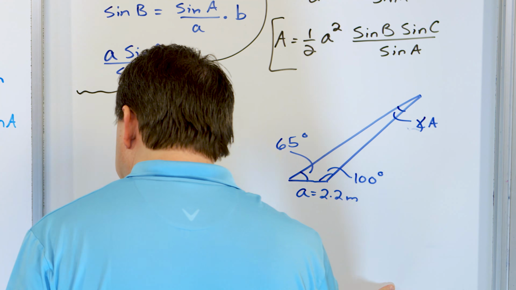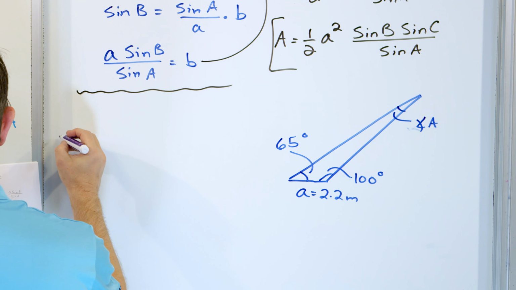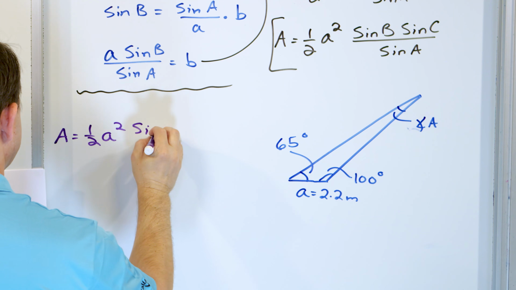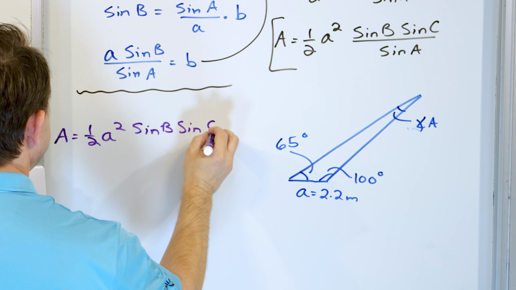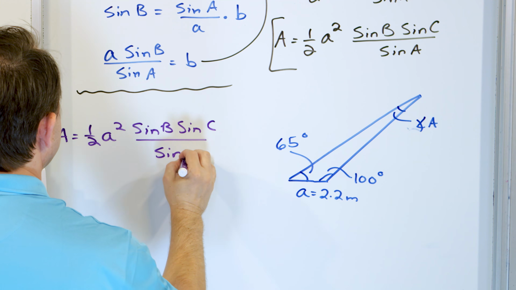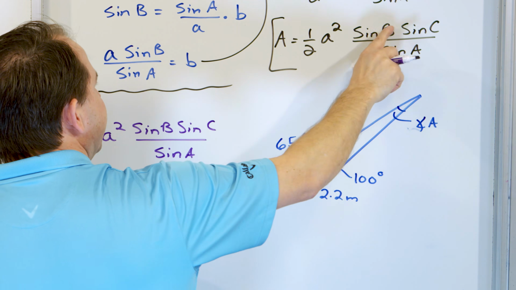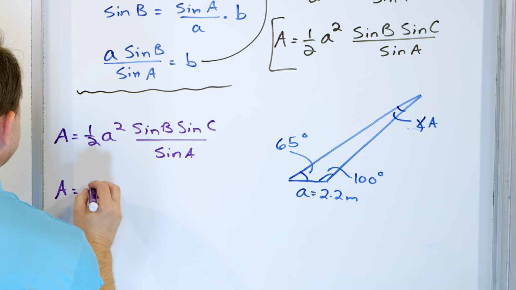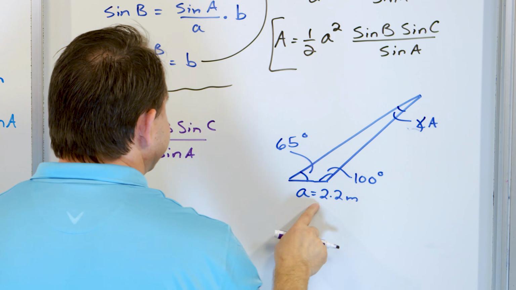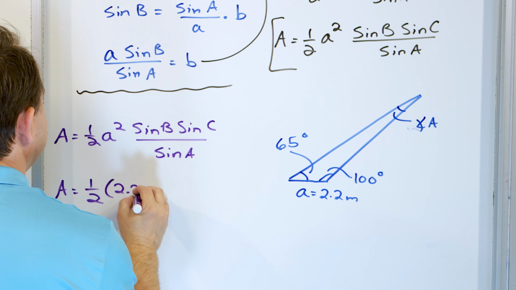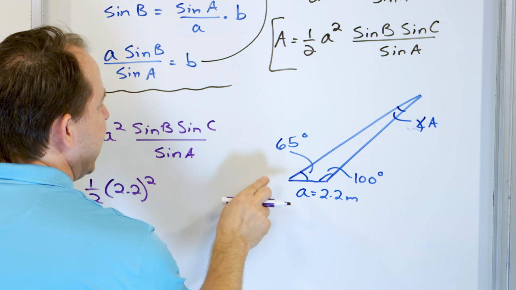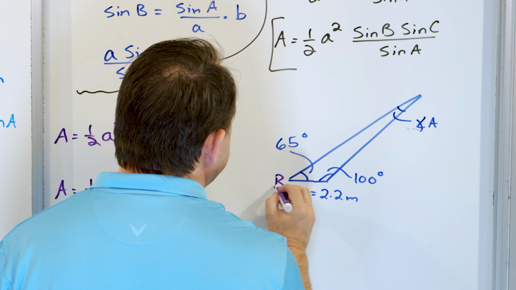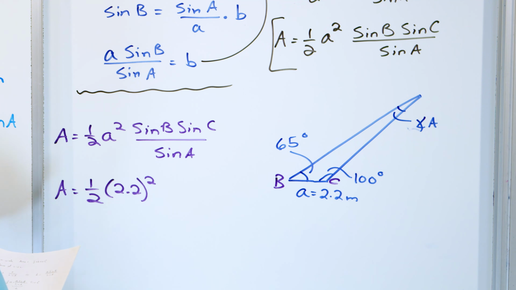And the version I'm going to use is the version I just wrote down. I'm going to use the area is 1/2 times A squared times sine B sine C over sine A. That's exactly what I wrote down here. So the area is 1/2. Notice this is angle A and side A, and so it's 2.2 squared. And angle B, if this is A, then either one of these could be B or C. So you could label this B, and you could label this one C if you want to.